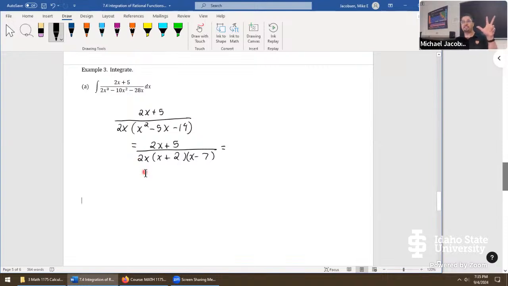There's three linear factors. They're all different. So it just goes A over the first factor, B over the second factor, x plus 2, and then C over the last factor, x minus 7. So now that we have this equation, the decomposition is ready to start. And I usually don't always write down this step, but it's important to see it at least once. So I'm going to put it in the notes just so we can visualize it.